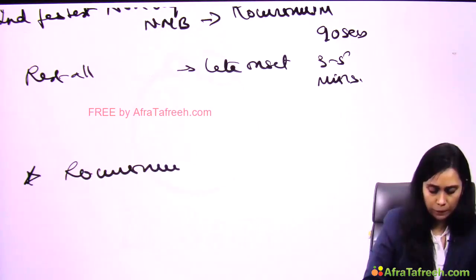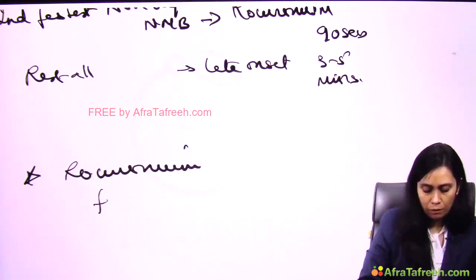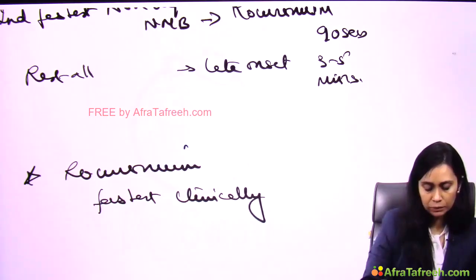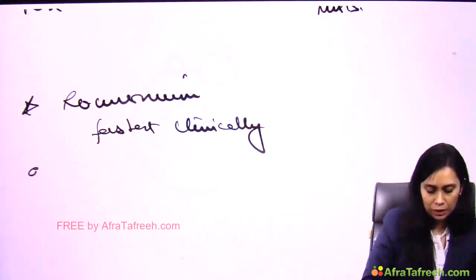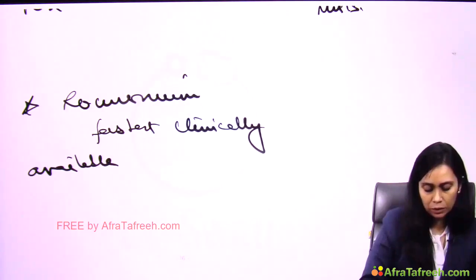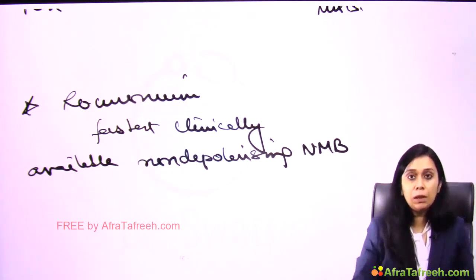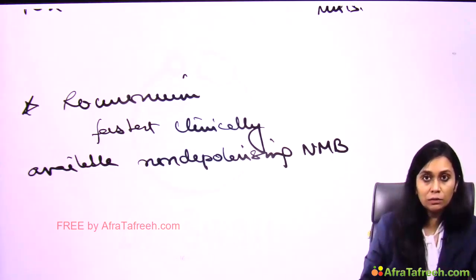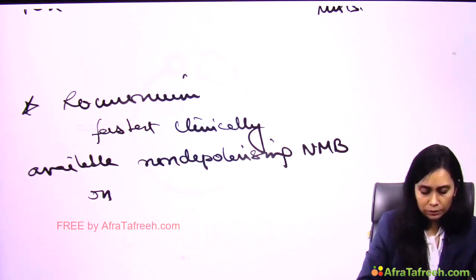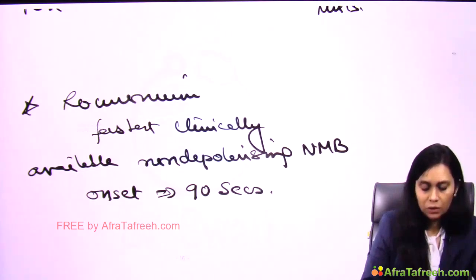Rocuronium: fastest clinically available non-depolarizing neuromuscular blocker. Onset is 90 seconds. Got my point, everyone?